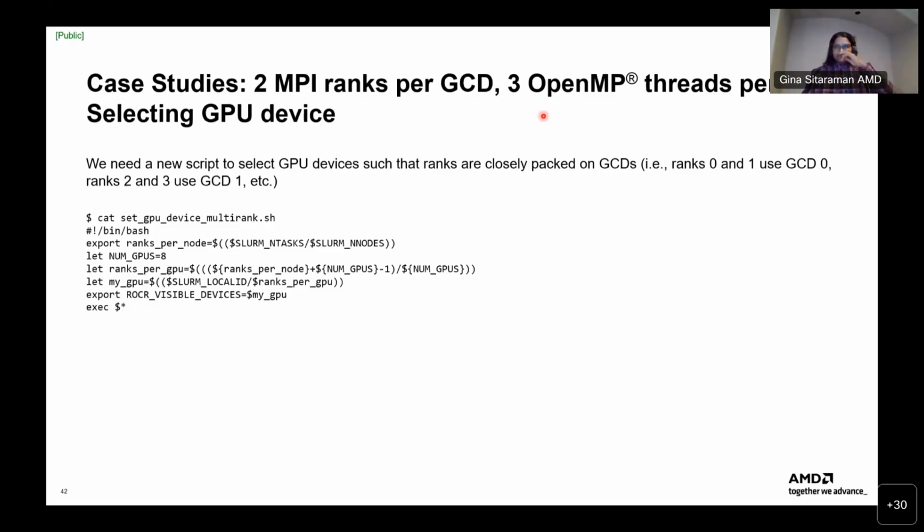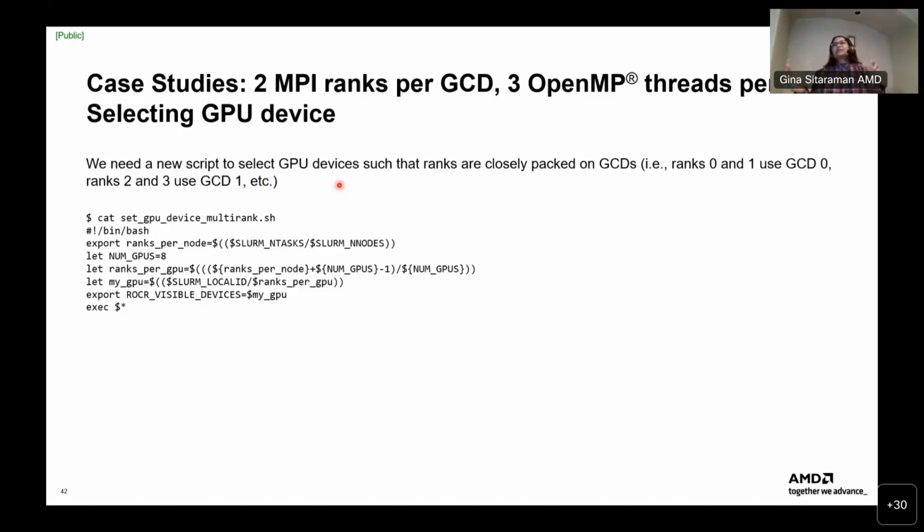But that's okay. Running 2 MPI ranks per GCD also introduces a new complexity. If we want to run it in such a way that the ranks are closely packed on GCDs, for example, we want to run ranks 0 and 1 on GCD 0, and then run 2 and 3 on GCD 1, etc. Maybe, in this case, in my application, the ranks that are closely placed in the order communicate the most, maybe.